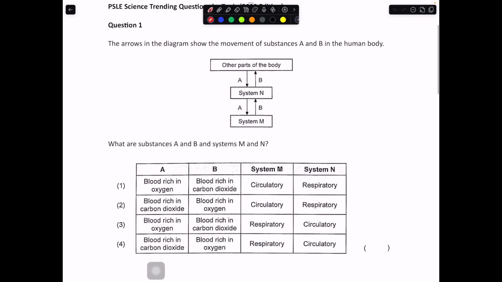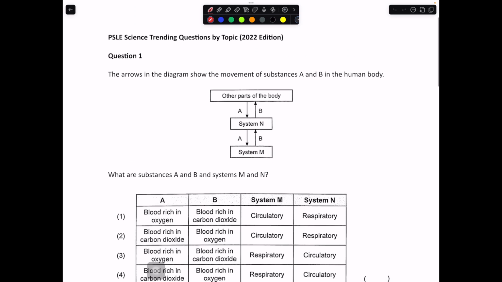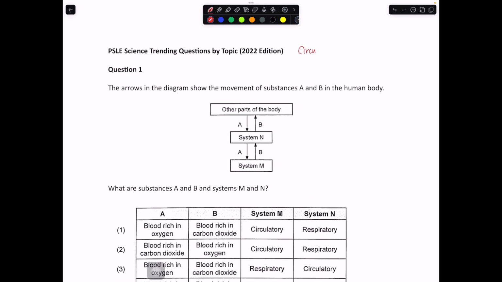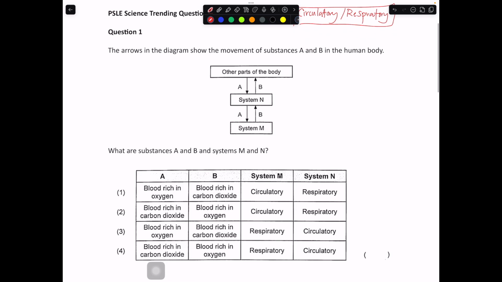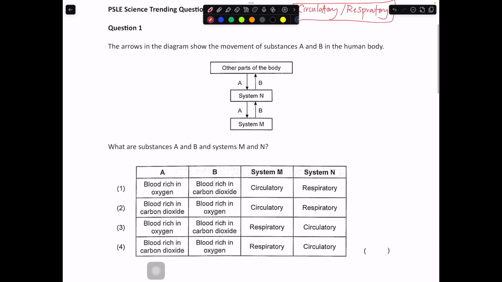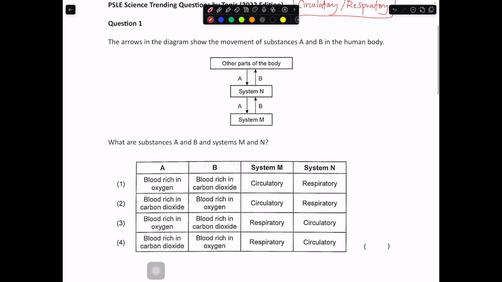So I'll be going through this PSLE trending question. It's on the topic of circulatory and respiratory systems, these two things combined. So let's begin. The arrows in the diagram show the movement of substance A and B in the human body. What are substance A and B? What are system M and N? These are the things that we need to figure out.